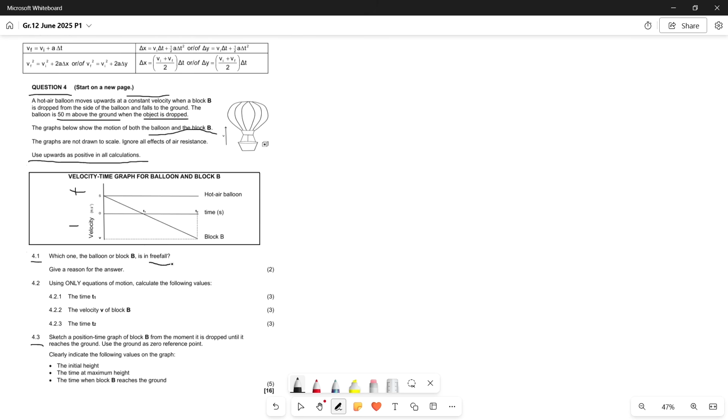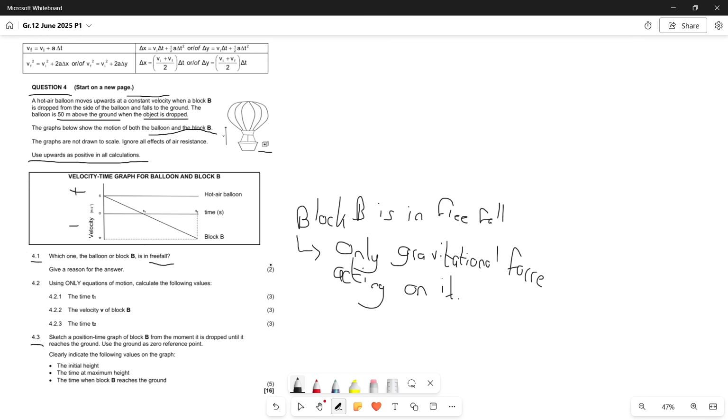They love this. They usually start this question either with a free fall or a projectile sort of definition or interpretation type question. It says give a reason for the answer. So off the bat, the thing that is in free fall, meaning that only gravity is acting on it, is the block over here. So our block B is in free fall. And once again, the reason is just a definition. This is just a different way of saying give the definition as to why it is in free fall. So therefore, only gravitational force acting on it. Cool. And that would earn us 2 marks.